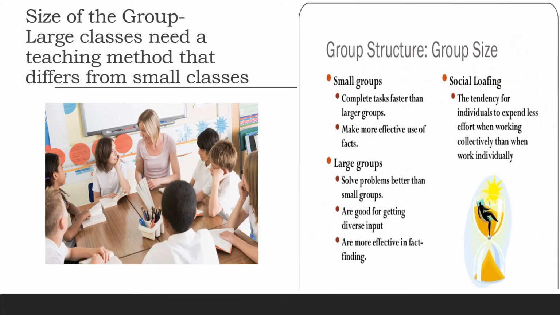Now let's move on to the next factor, which depends on choosing a particular method for teaching English, the size of the group, because large classes need a teaching method that differs from small classes. Small groups complete tasks faster than larger groups and make more effective use of facts, whereas large groups solve problems better than small groups. They are good for getting diverse input and they're more effective in fact finding.